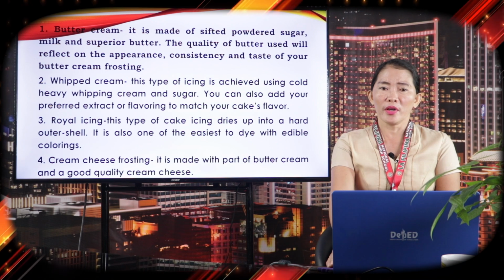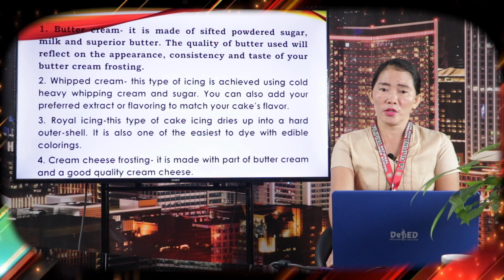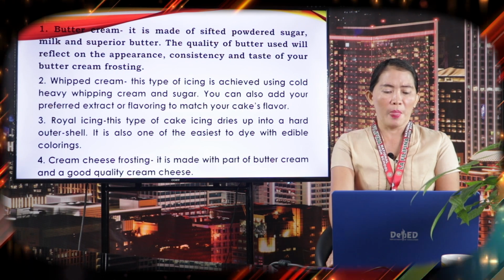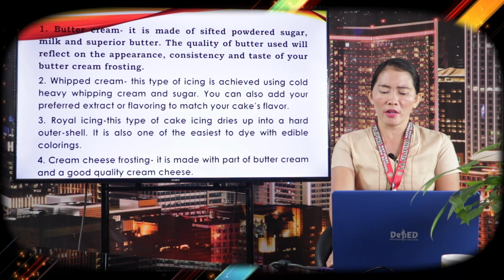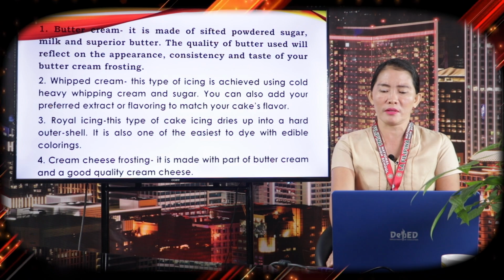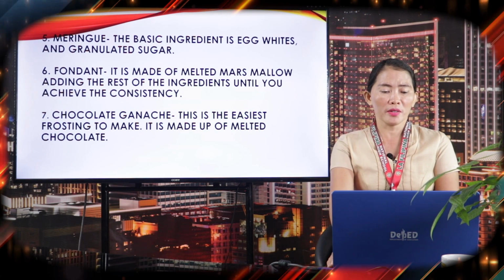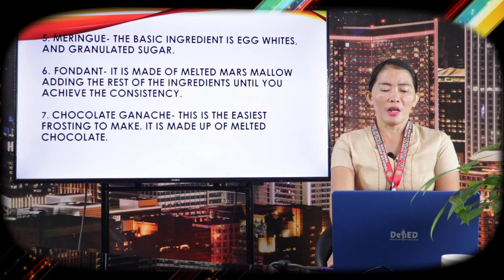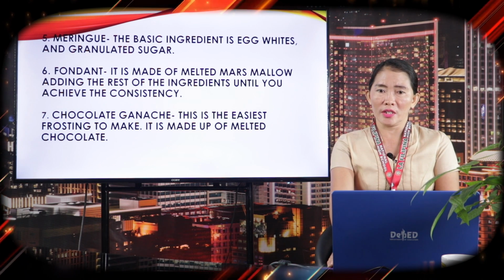Number 3, royal icing. This type of cake icing dries up into a hard outer shell. It is also one of the easiest to dye with edible colorings. For number 4, cream cheese frosting. It is made with part of buttercream and a good quality cream cheese. Number 5, meringue. The basic ingredient is egg whites and granulated sugar. Number 6, fondant. It is made of melted marshmallow, adding the rest of the ingredients until you achieve the consistency.